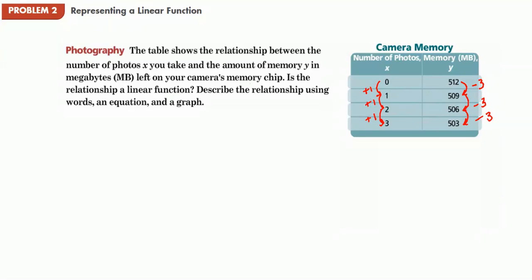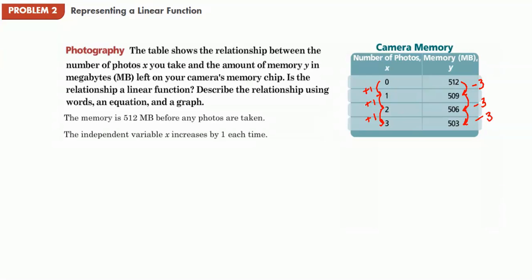So let's start first with what we already learned. The memory is 512 before any photos are taken. The independent variable is x, and it increases by 1 each time. The dependent variable is y and decreases by 3 each time x increases by 1. So for every photo we decrease 3 megabytes. So now we're going to use this to come up with an equation.